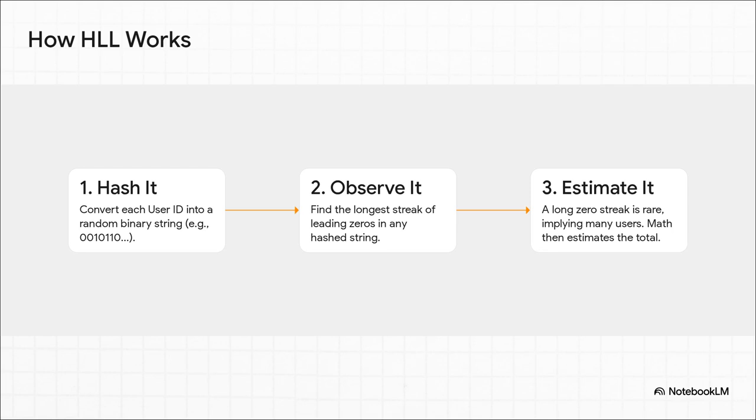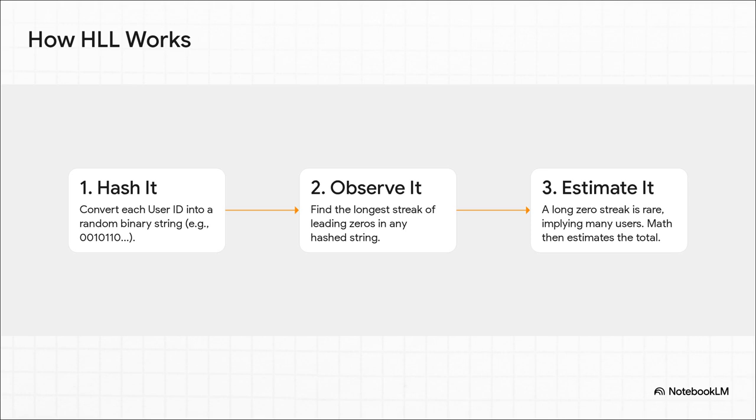Okay, believe it or not, it boils down to a pretty simple 3-step process. First, for every single user, it takes their user ID and hashes it. That's just a fancy way of saying it turns the ID into a long, random-looking string of ones and zeros. Second, it looks at all those random strings, but it only cares about one thing. What's the longest streak of zeros it's seen at the very beginning of any of those strings? And finally, it makes its guess.